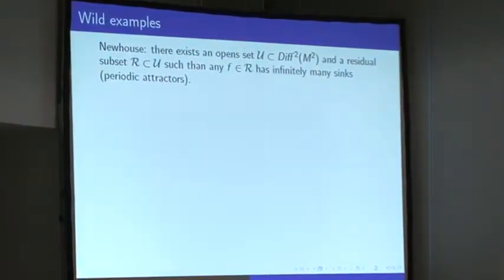Newhouse in the 70s proved the following: that there exist open sets U of C2 diffeomorphisms of compact surfaces, and a residual subset R of U such that any F in this residual subset has infinitely many periodic attractors. So in particular, any F in this has infinitely many chain recurrent classes. Any periodic attractor is itself a chain recurrent class, the orbit is itself a chain recurrent class.